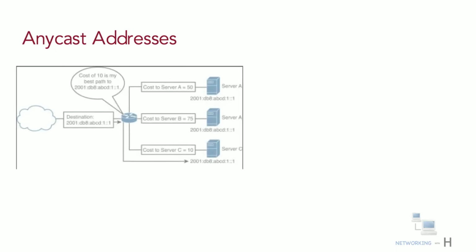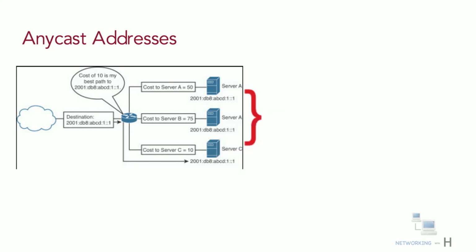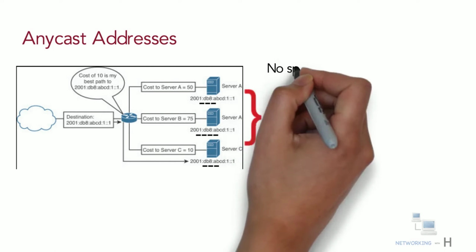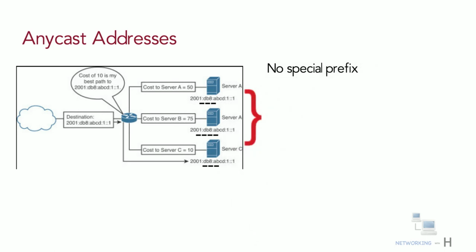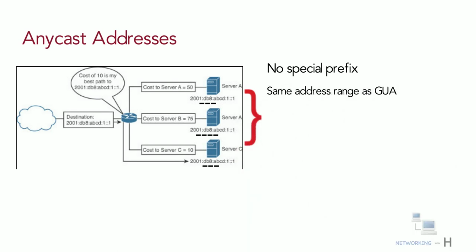And the last one we have is anycast addresses. The last type of IPv6 address examined in this chapter will be anycast addresses. An IPv6 anycast address is an address that can be assigned to more than one device. In other words, multiple devices can have the same anycast address. A packet sent to an anycast address is routed to the nearest interface having that address, according to the router's routing table. There is no special prefix for an IPv6 anycast address. An IPv6 anycast address uses the same address range as global unicast addresses.